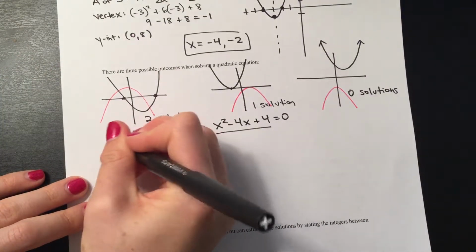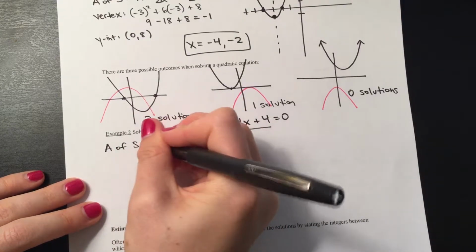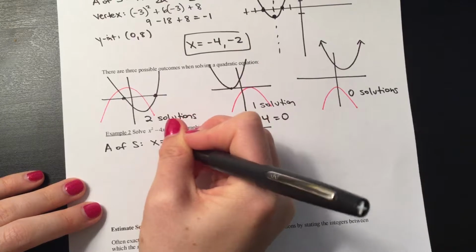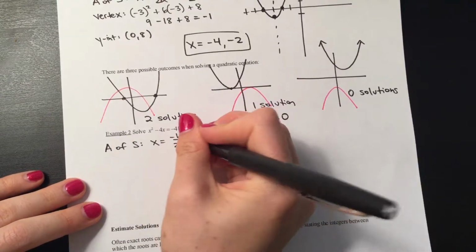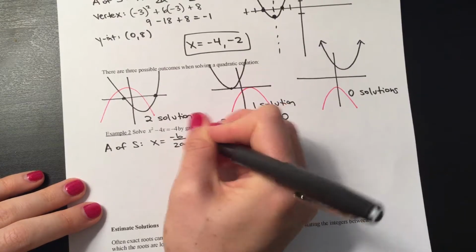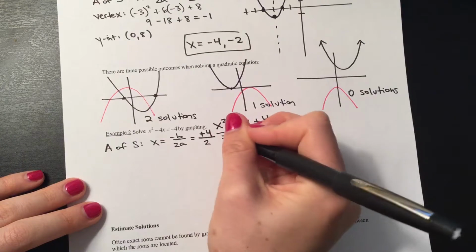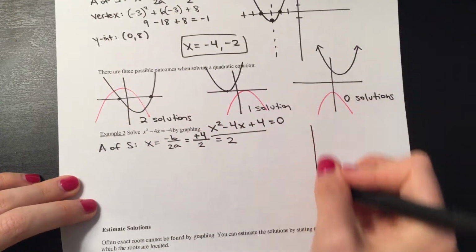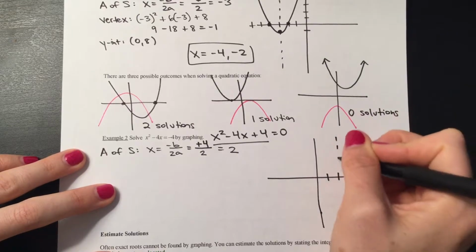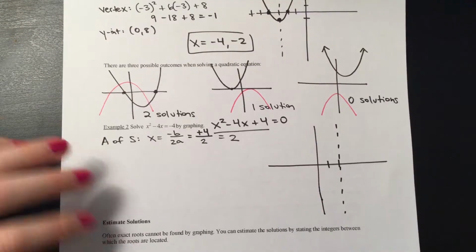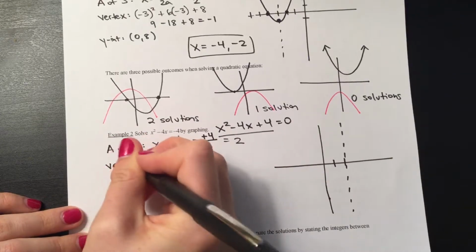So first start with the axis of symmetry. And the axis of symmetry, we use the formula x equals -b over 2a. So negative b would be a -4, so -4 comes back positive, and then over 2 times 1. So over 2, 4 divided by 2 is 2. So start by graphing that. Okay, and then we are going to plot our vertex.